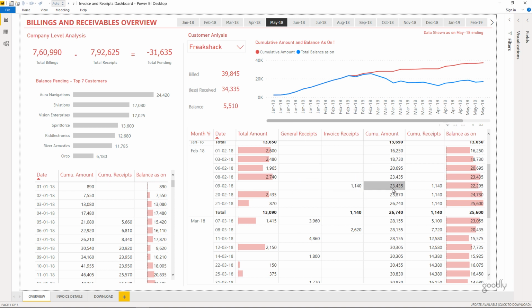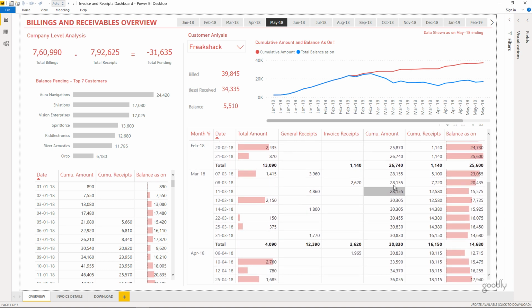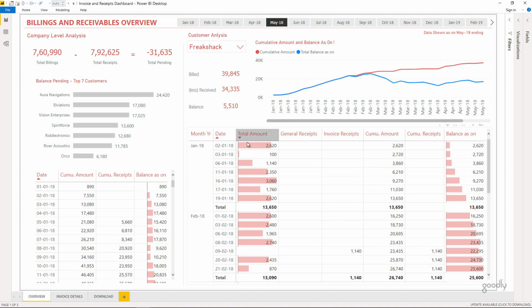Now after which we have 3 columns. This is the cumulative amount, the running total of the amount billed. So you can take a look. On the 2nd of Jan we had 2,620. We added 100 to that. Now the amount has become 2,720. So this is nothing but the running total of the amount column. The cumulative receipts is nothing but the running total of general and the invoice receipts.